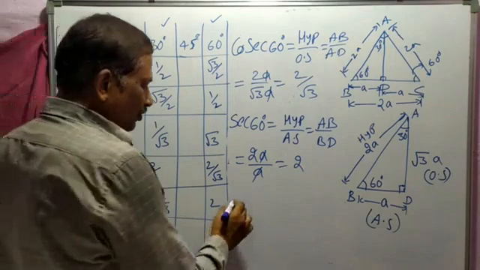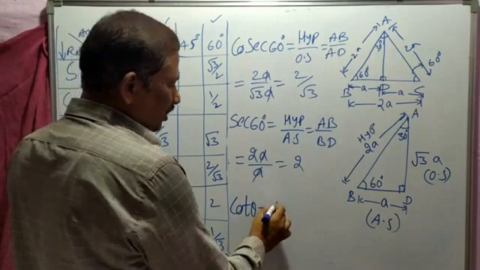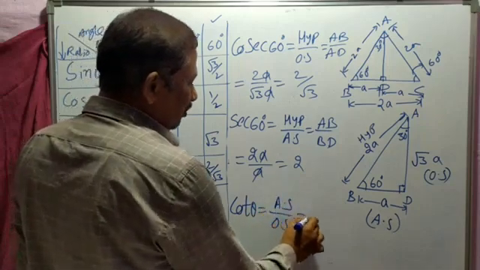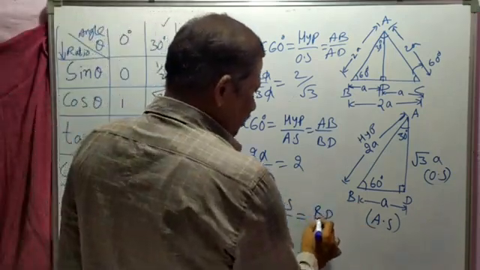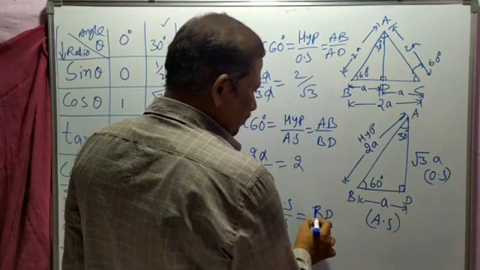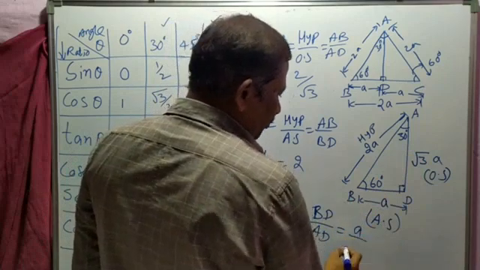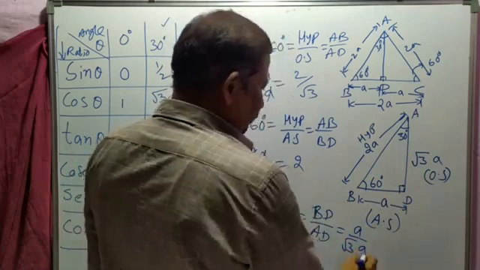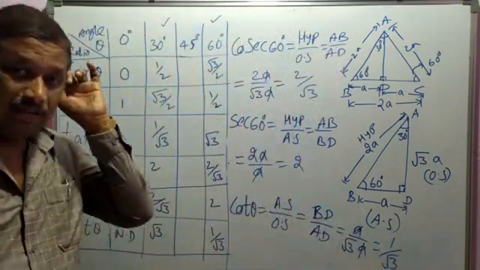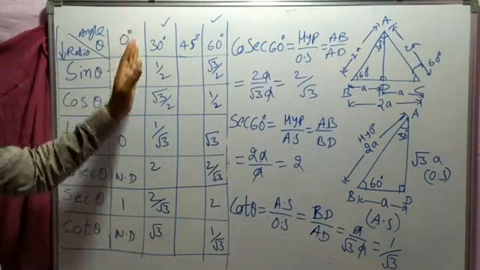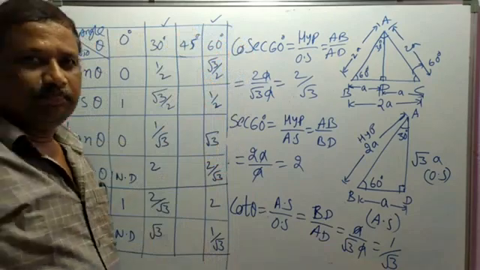Next, cot. Same way. Cot theta is equal to the reciprocal of tan. So adjacent side by opposite side. What is the adjacent side here? Adjacent side is A, that is BD. Opposite side is AD. So BD is A, opposite side is root 3 A. So that will become 1 by root 3. So these are all the trigonometric ratios for 30 degrees and 60 degrees. Note.